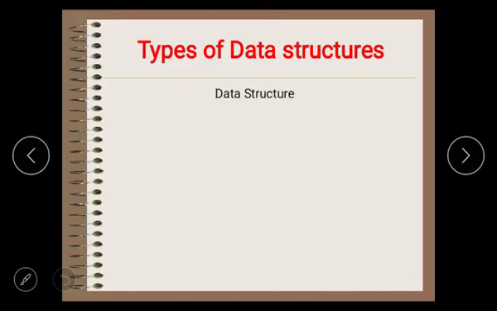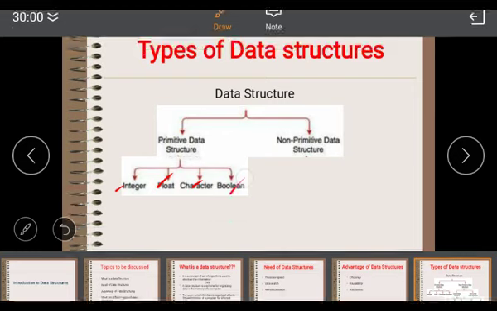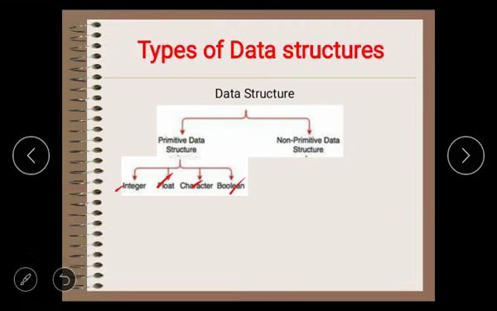Mainly, the data structure is classified into two types. One is primitive data structure and the second one is non-primitive data structure. In the primitive data structure, we have integer, float, character, and boolean. These are the primitive data structures we have. That means a single memory location that holds a single value only.